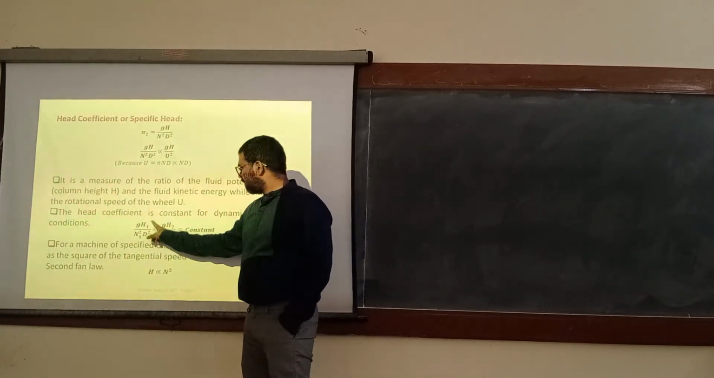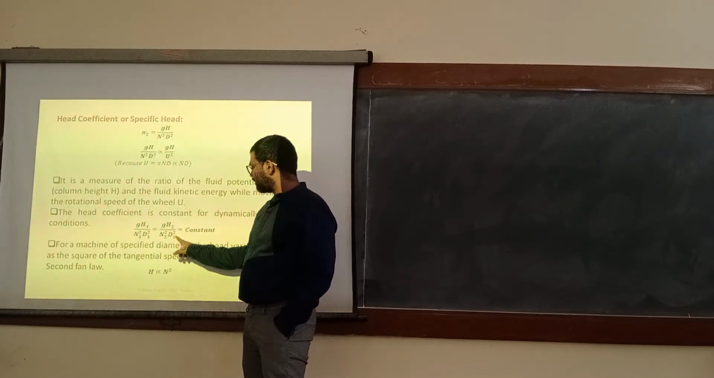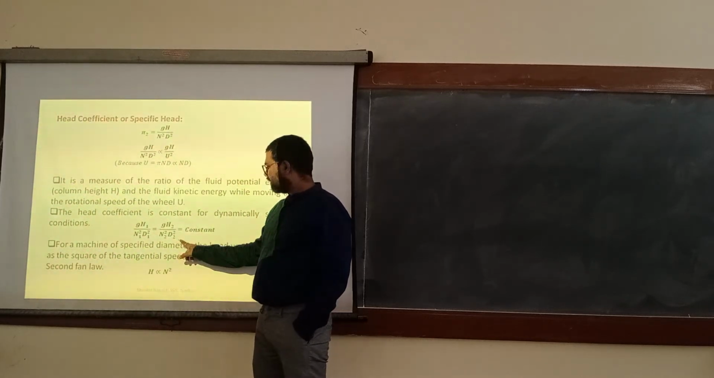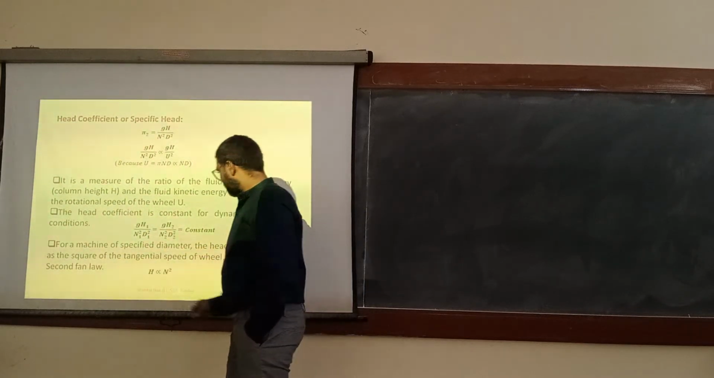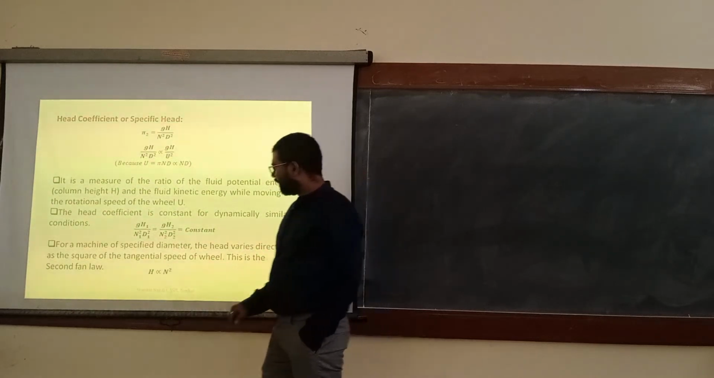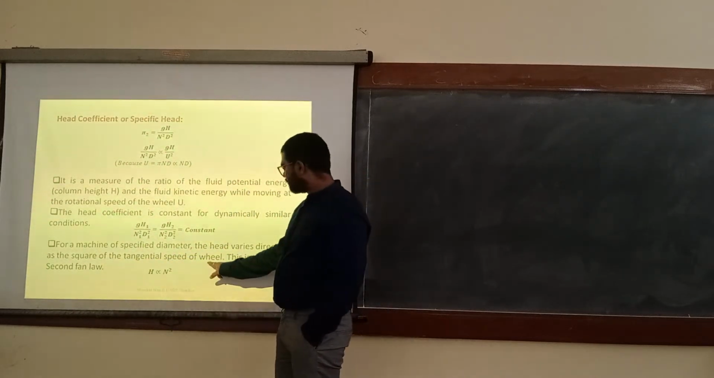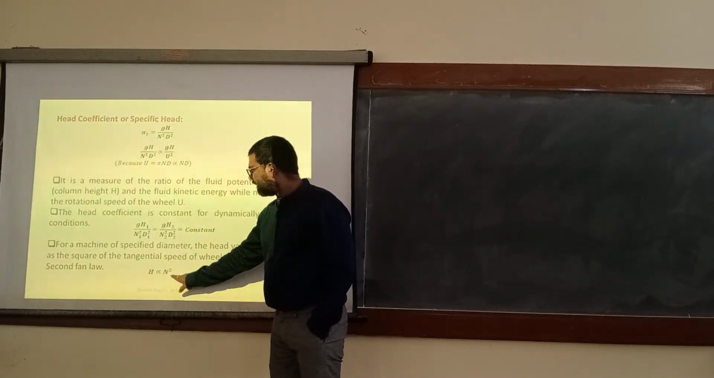Okay, that can be written like this: gH1 divided by N1 square D1 square is equal to gH2 divided by N2 square D2 square, that is equal to constant. See here, for a specified diameter, the head varies directly as the square of the tangential speed of the wheel. This is known as the second fan law.